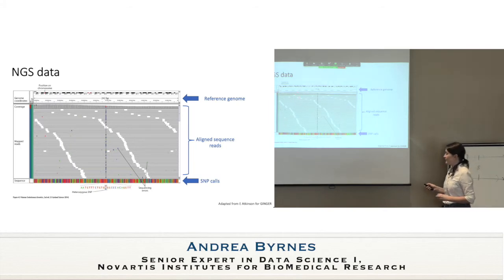So this is a really common visualization for next generation sequencing data if you are dealing with the level of reads. So this would be the position on the chromosome. So this is the reference genome up here. And then these are your reads that have been aligned to the genome. And you can see there are little places where they're different.